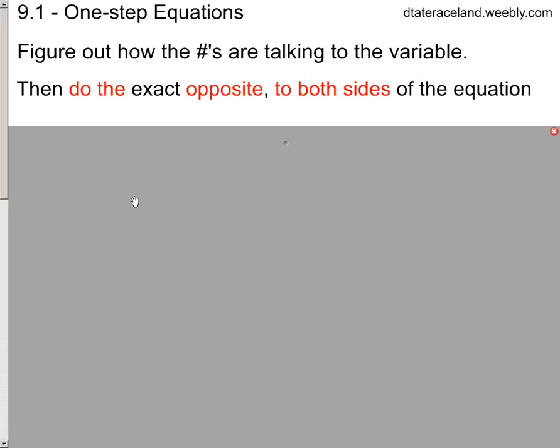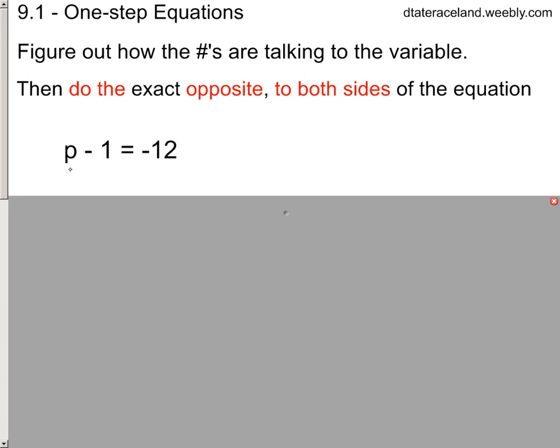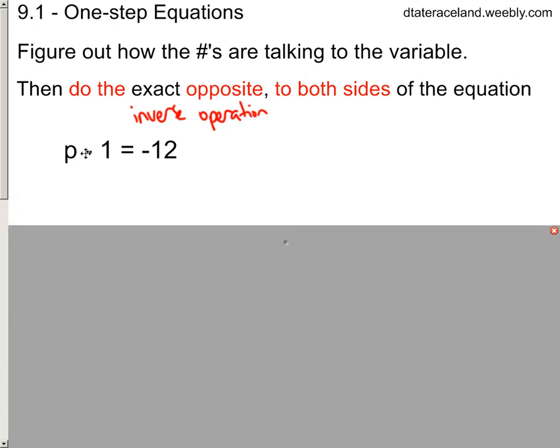One-step equations can be pretty easy, and you just need to remember this. You look at where the variable is in the equation. So like here's a variable, this p, this unknown number, and we want to get it all by itself. To do that, we're going to do the exact opposite. Sometimes this is called an inverse operation, okay? Inverse operation. I know my handwriting's a little sloppy there, sorry. But that just means we're going to do the opposite.